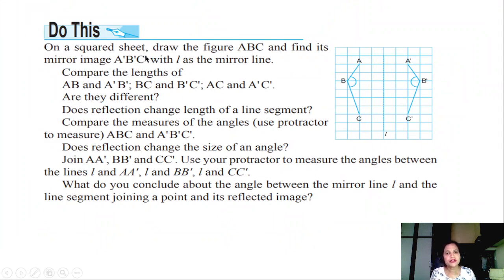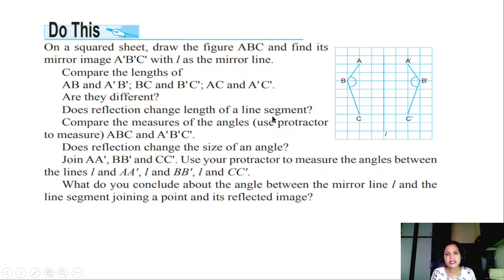Do this on a sheet of paper. Draw the figure ABC and find its mirror image A dash B dash C dash. See, this is the mirror image of this. It is the line of symmetry. If you fold this paper, A will fall on A dash, B on B dash, and C on C dash. The whole figure is a mirror image of that. Compare the lengths of AB and A dash B dash, BC and B dash C dash, AC and A dash C dash. Are they different? No, they are the same. That's why they fall on each other.